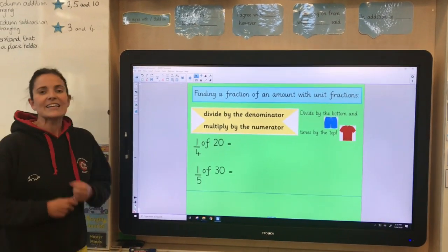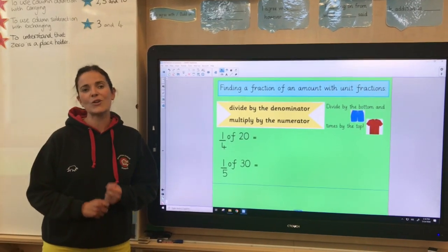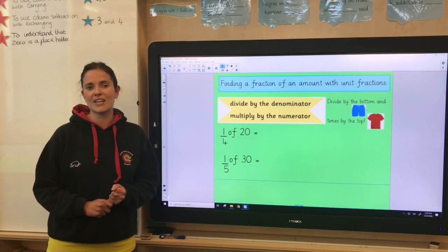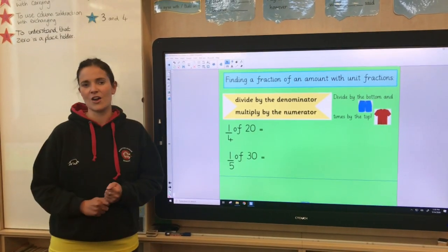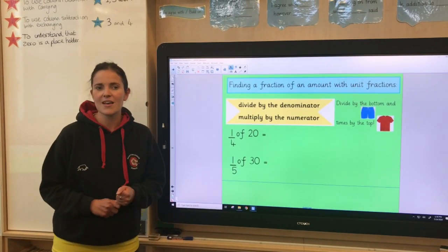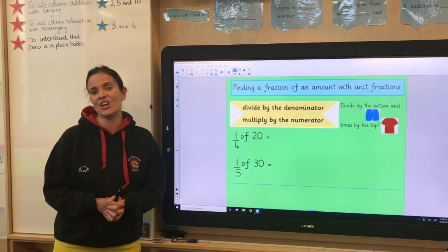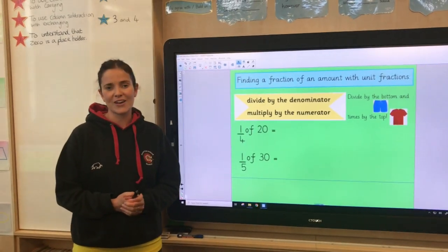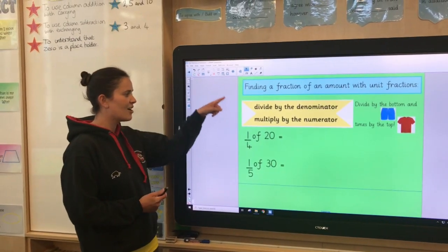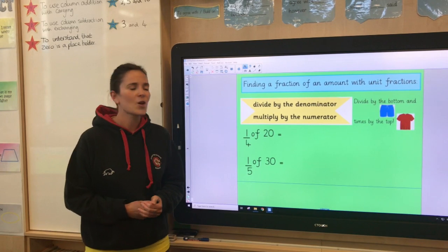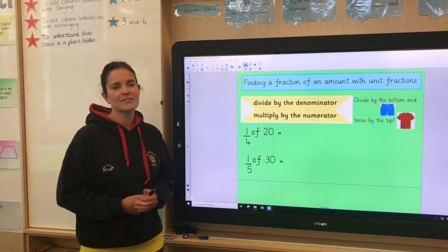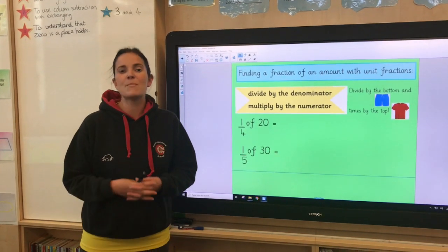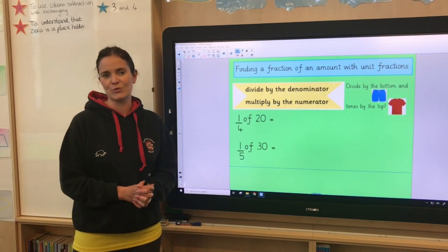So, yesterday, hopefully, when you looked at your Education City video, you learnt about finding unit fractions of amounts. And we're going to consolidate that learning today. To find a unit fraction of an amount, you need to learn this procedure, which is to divide the amount by the denominator in the fraction and then multiply the answer by the numerator.